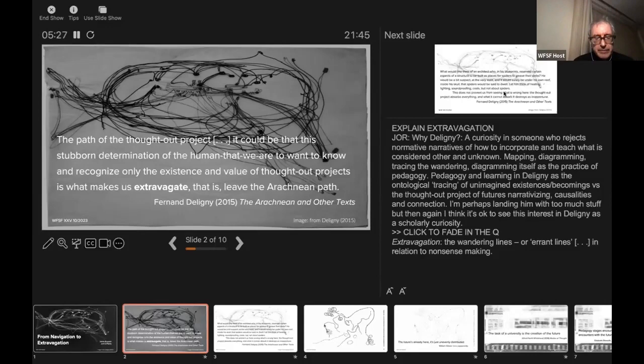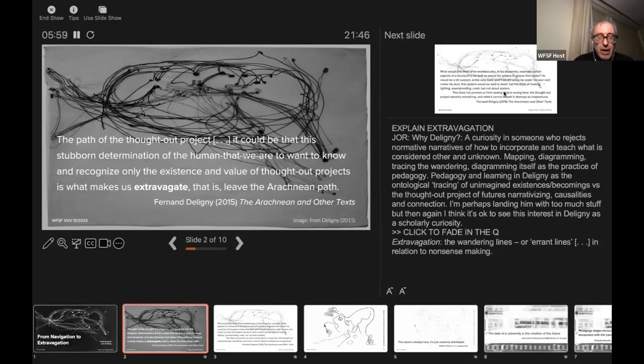So he wants to, in our terms, we're kind of interested in how we encounter the other, otherwise, how we encounter the unknown, how we avoid the thought out project of futures narrativizing, of causalities, of predetermined connections with the conventional resources and assets, and conventional mappings and scenario mappings of futures.